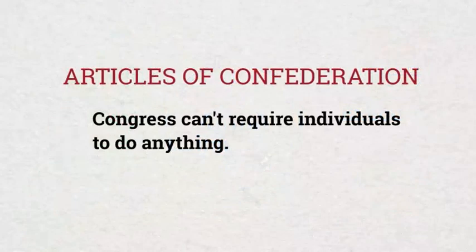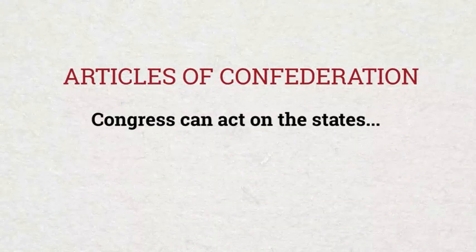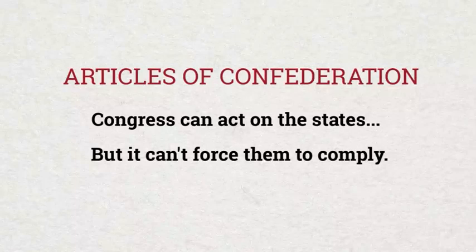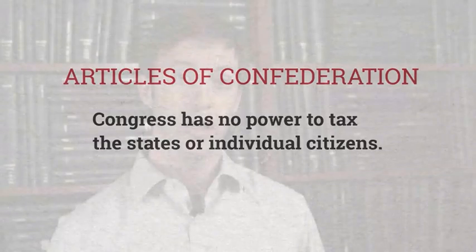Congress can't require individuals to do anything. It can't act on individuals at all. It can act on the states. It can ask them to do things, like pay their Revolutionary War debts, but it can't force them to. And frequently they just don't comply. And it can't tax. So this is a success in terms of making a weak government. In terms of making a nation, of uniting the states, it's a total failure.